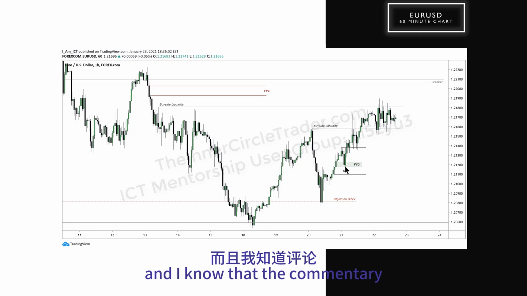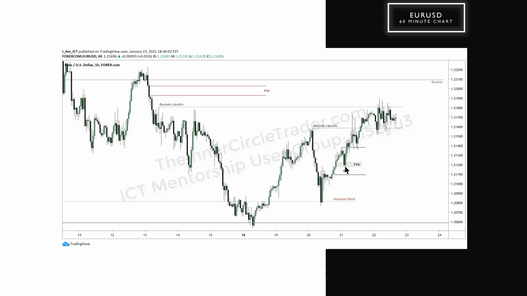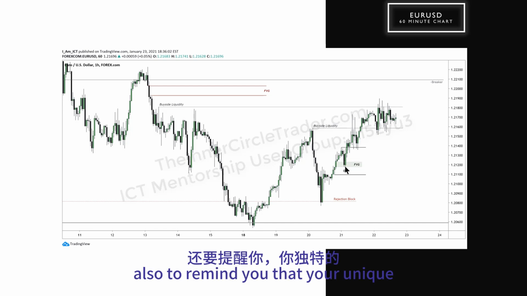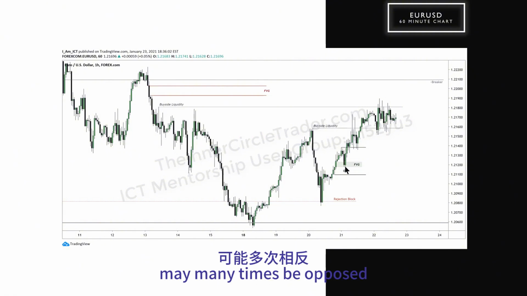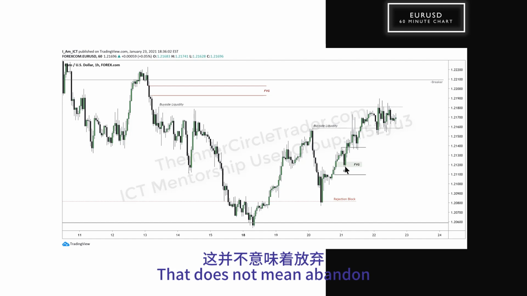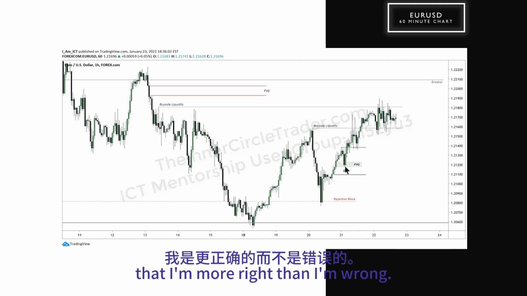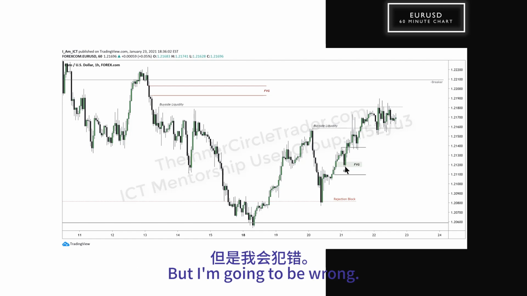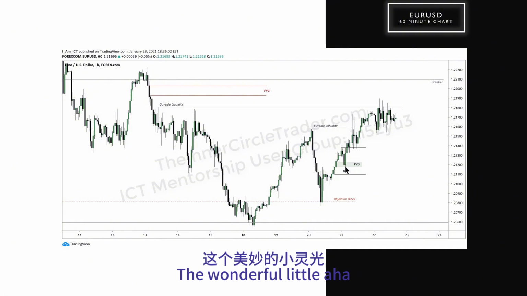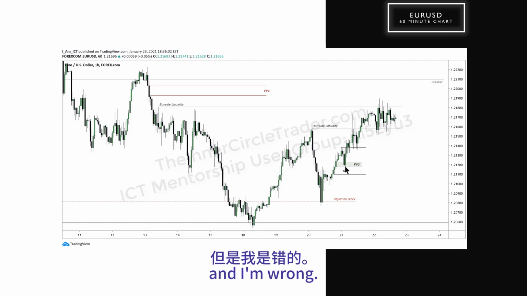I'm looking at the charts, and I know that the commentaries say you're looking for this, but would you have taken a trade like this or that? Well, to answer that, and also to remind you that your unique model may many times be opposed to what I'm outlining in the commentaries. That does not mean abandon or don't study what I'm outlining in the commentaries, because you're going to find that I'm more right than I'm wrong. But I'm going to be wrong. The wonderful little aha moments are going to be where I'm outlining what I think is going to happen, and I'm wrong.